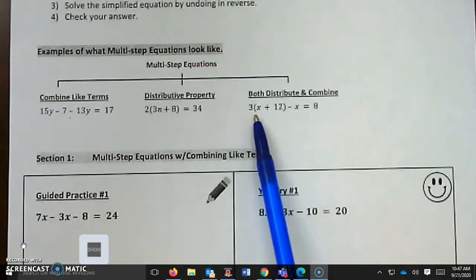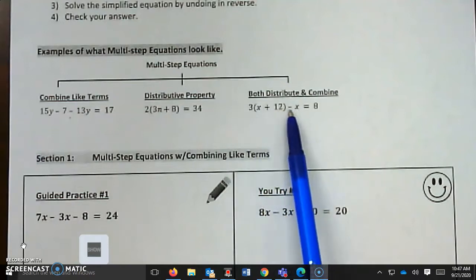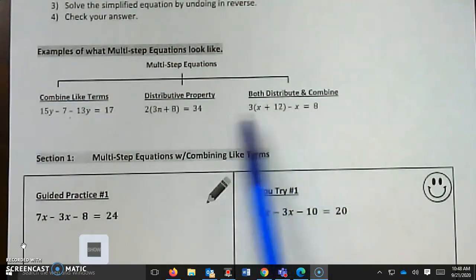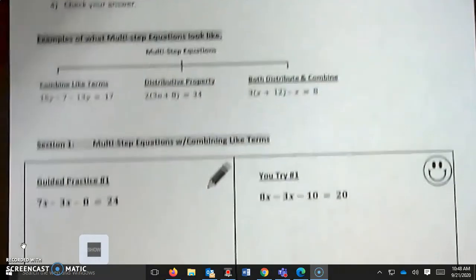Well, anyway, moving on to this one. Don't combine like terms yet. You would have to distribute first. Okay, so always look for parentheses first. All right, so here we go.